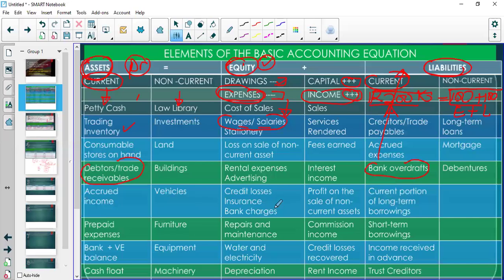How much was the repairs and maintenance cost? How much was the water and electricity? So each time it's an expense, you record on the debit side. If it is income, each time you have more income, you record on the credit side of the ledger account, and so forth.